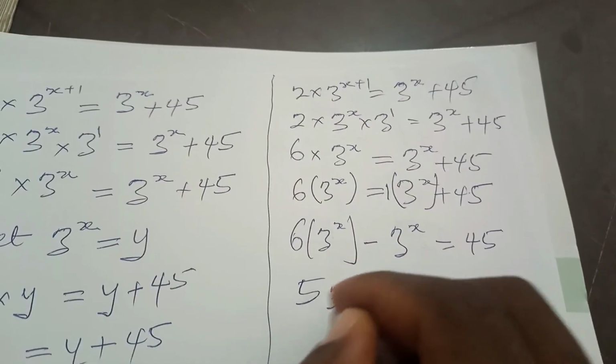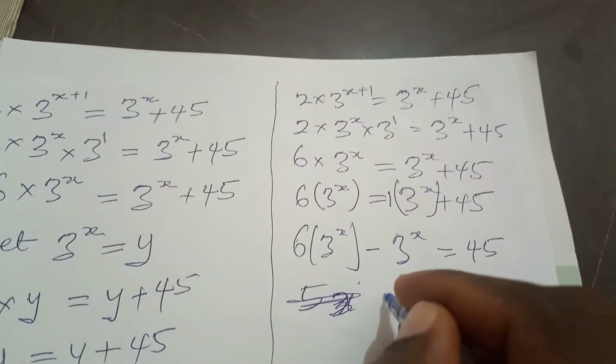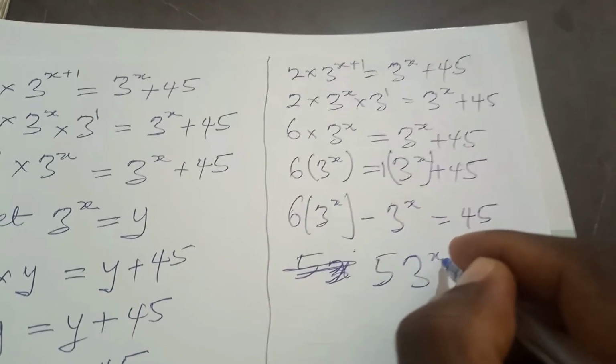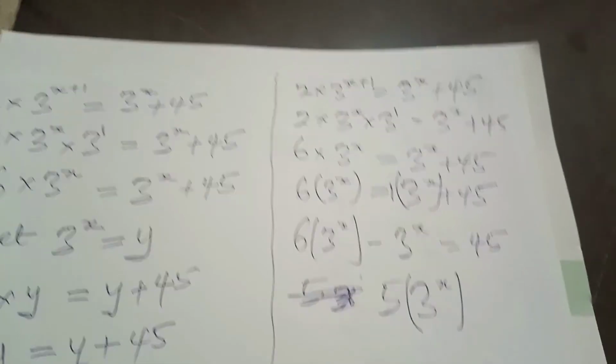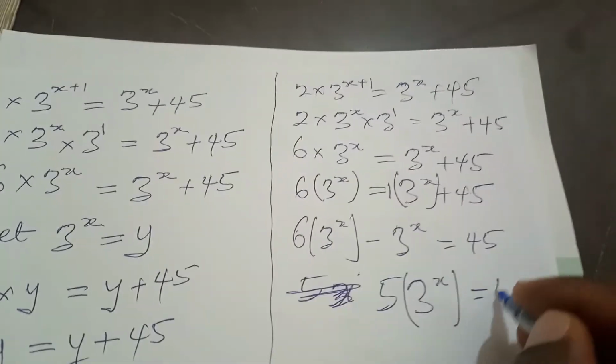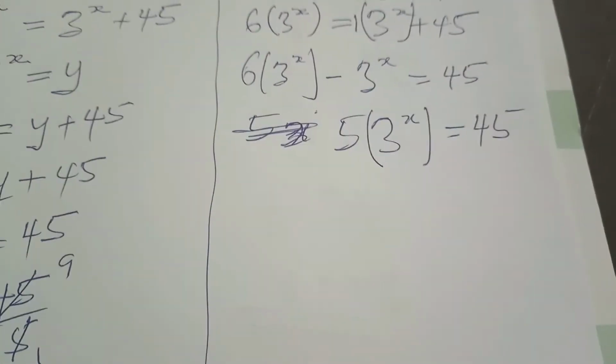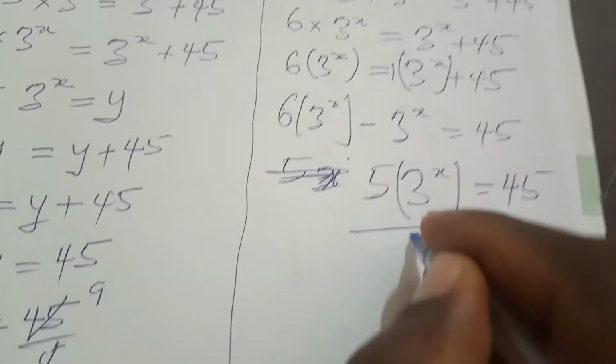Sorry, 5 of the 3. Let me just rewrite that. 5 of the 3 exponent x, and that should give us 45. We are still taking the 5 as the coefficient to the 3 exponent x. So we divide both sides by 5.